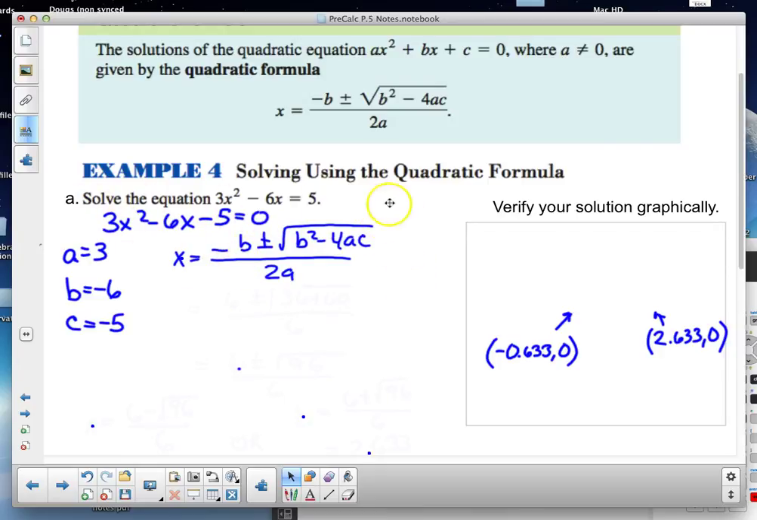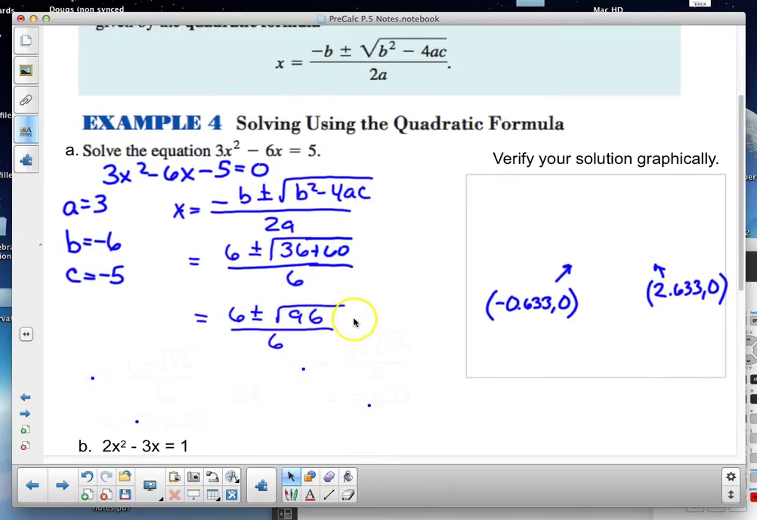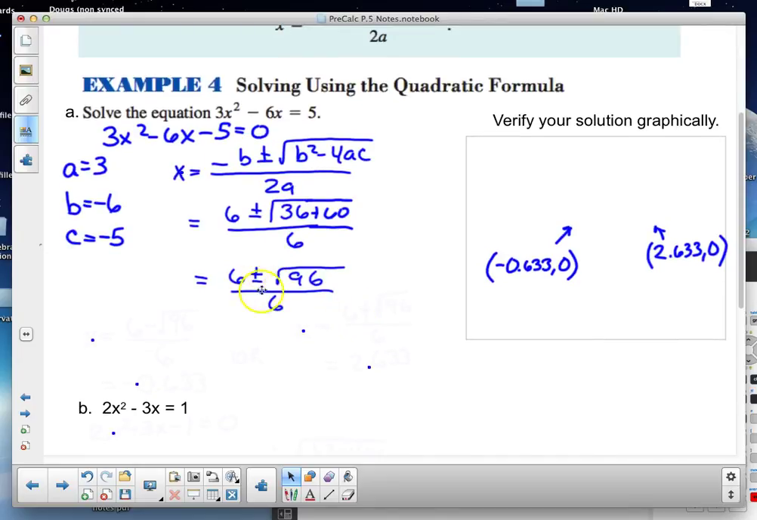Remember, it's got to be in descending order, and that's what this means. As I plug stuff in, I got the opposite of -6 is 6, plus or minus b squared, which is 36, plus negative 4a, it's 12, times 5, which is 60. But that's a -2, so that's why it's plus 60. And now I combine like terms underneath my square root, and I have this plus or minus.